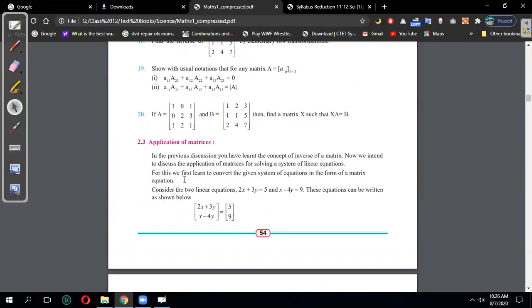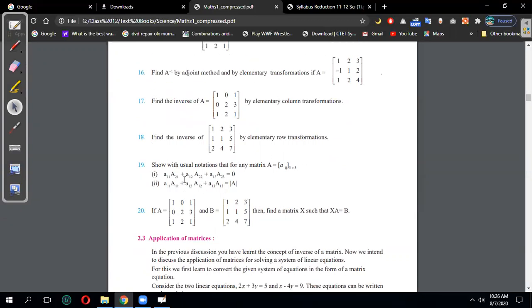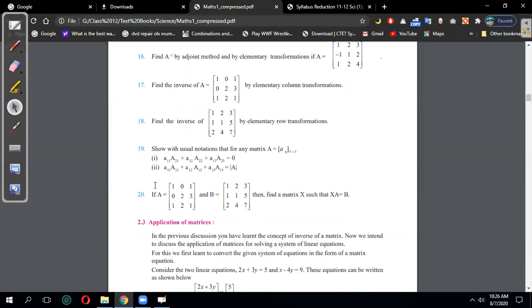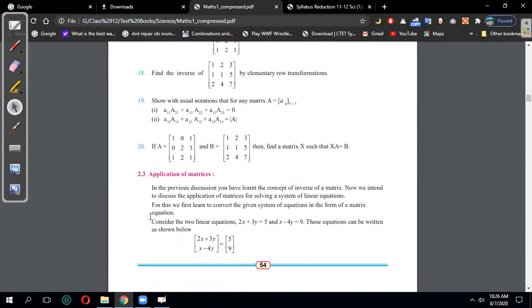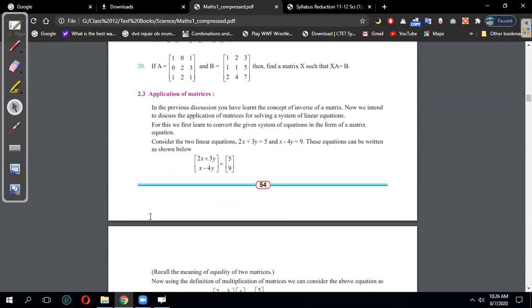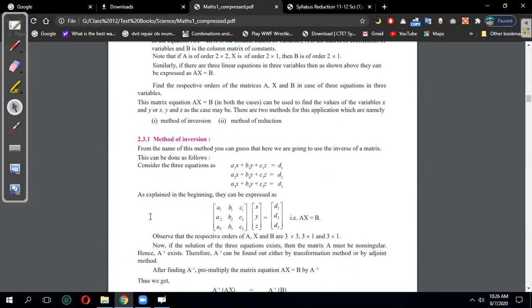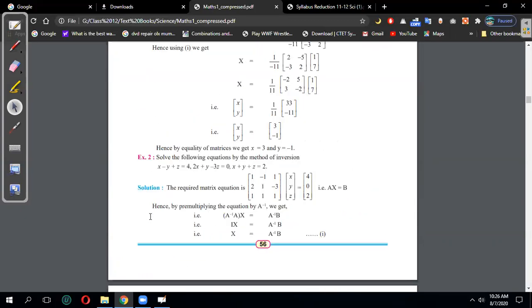When is Nazma Miss taking over? I don't know about that. Okay, so directly jump to the application of matrices on page number 54 and listen very carefully to what is there and what is not.